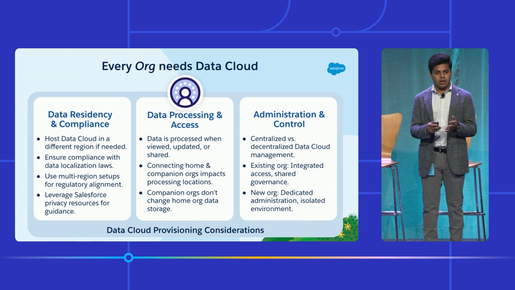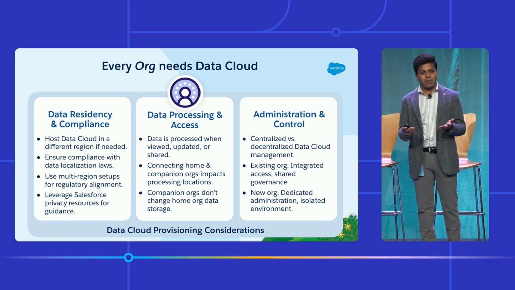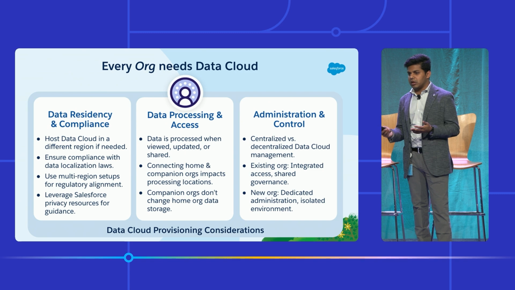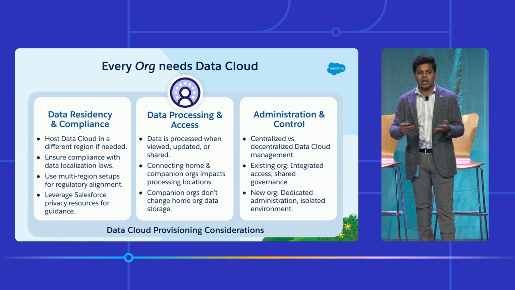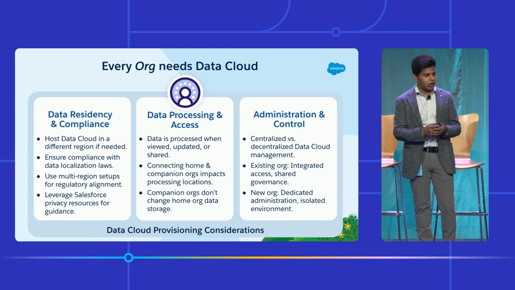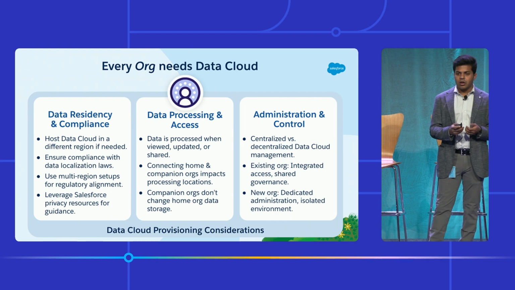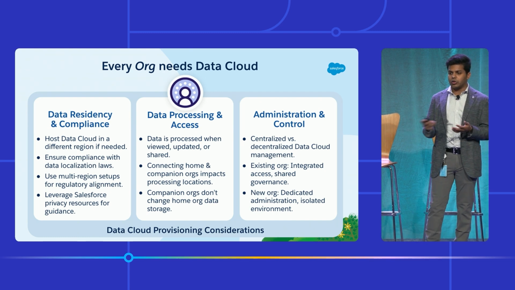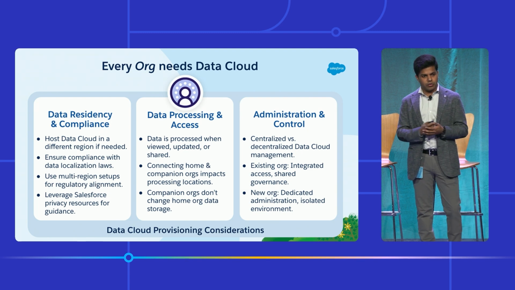With that in mind, the first question that comes to mind is, where do I provision Data Cloud? Multi-org customers generally don't want more than one Data Cloud. You don't want to create multiple single sources of truth across your multiple orgs. Even if you are a single-org customer, the big question is, where do I provision it, in my current org or another org? There are a couple of things to think about.